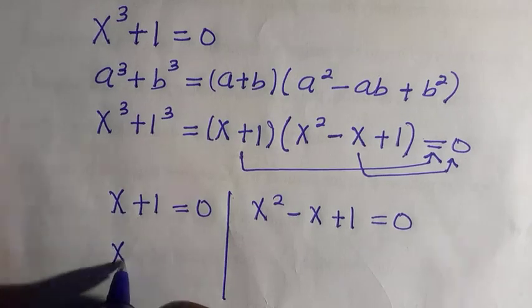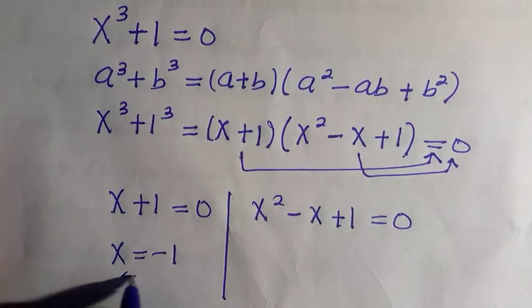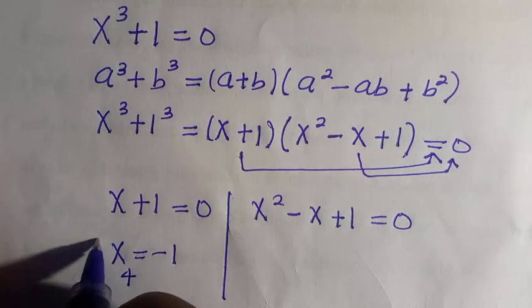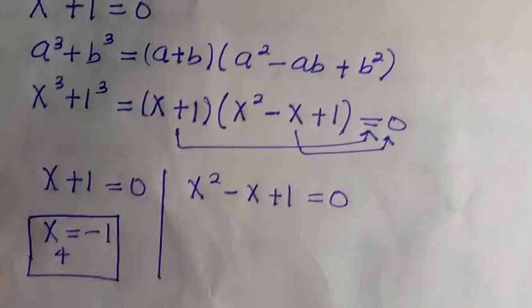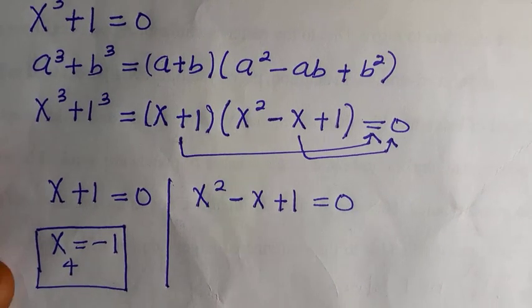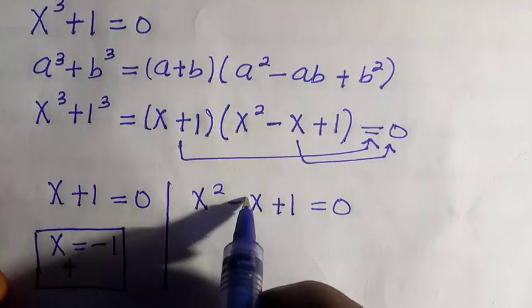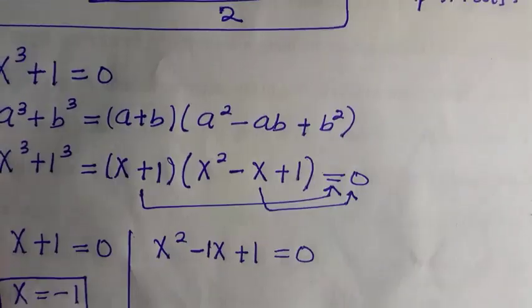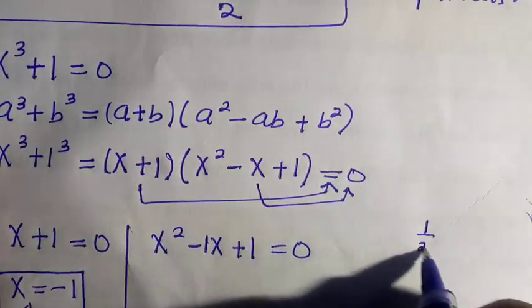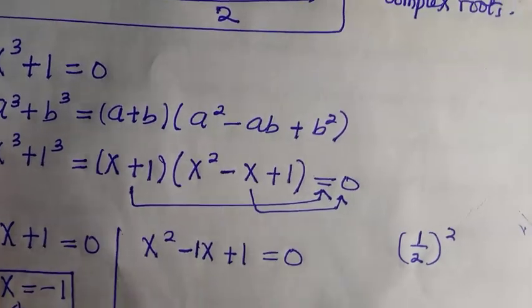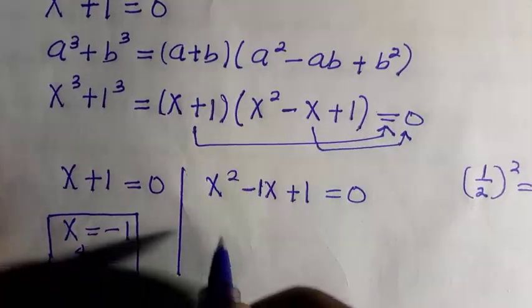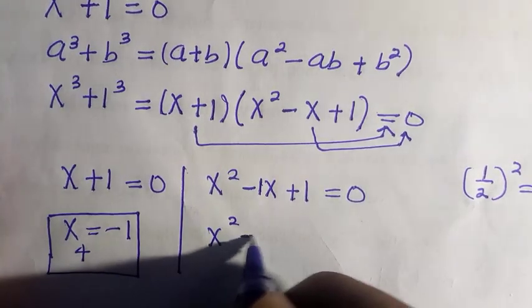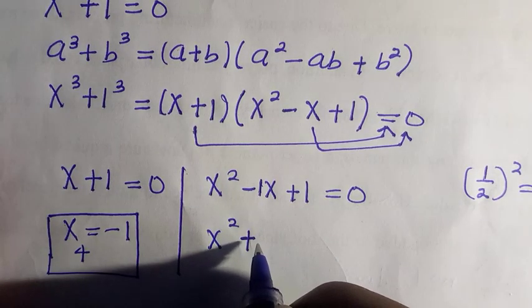Then we have x equals -1, which is x4, and it also satisfies the equation. You can check for that. For the other factor, we are going to use the completing the square method instead. The coefficient of x is -1, and if you divide it by 2 and square it, it means we add and subtract these two. By adding and subtracting, we are going to have x raised to power 2 plus 1 divided by 4.